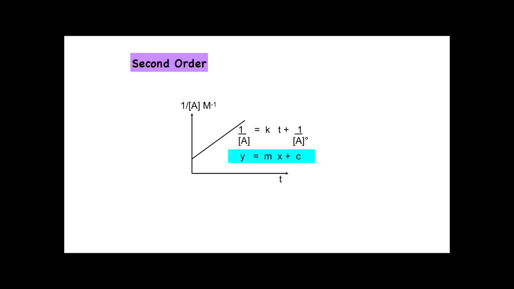Last but not least, if the reaction is second order, the graph of 1 over concentration of reactant versus time will produce a straight line. And this time, the slope of the graph is equal to the value of k, which is the rate constant.